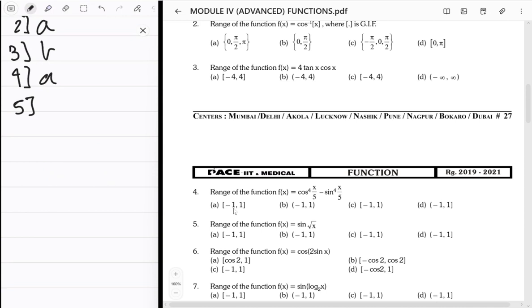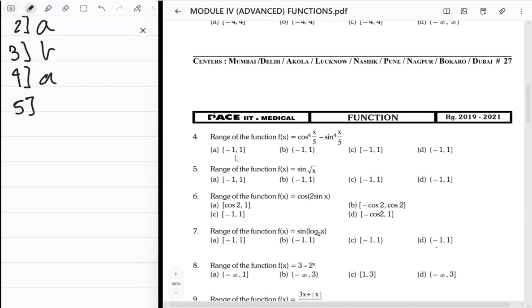Fifth. And yeah, this is defined everywhere, so cool. Range of this function, sine of square root of x. Okay, so just let x be some positive numbers, right? So square root of x actually goes from 0 to infinity, so all the arguments are allowed, right? Yeah, okay, that means, of course, it's negative 1 to 1 inclusive. A is the answer. Next, sixth.